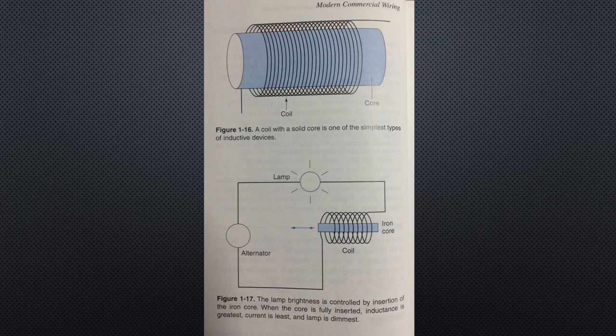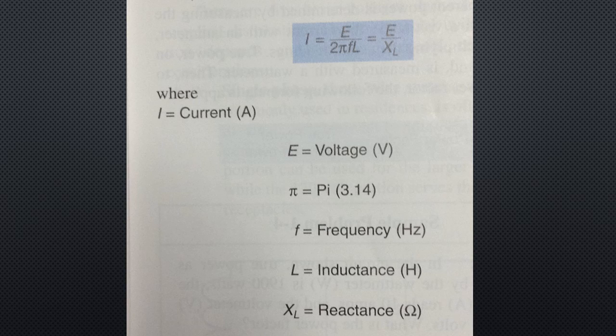Ohm's law applied to a circuit with pure inductance can be rewritten as follows: current equals EMF divided by 2 times pi times frequency times inductance, or EMF divided by inductive reactance. In other words, resistance in a purely inductive circuit is due to inductive reactance, and it is numerically equal to 2 times pi times frequency times inductance.